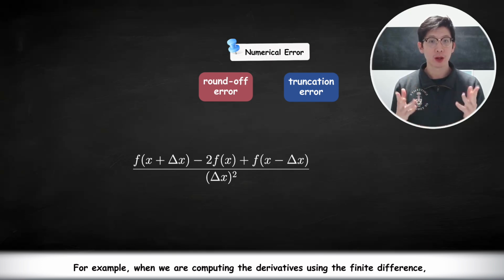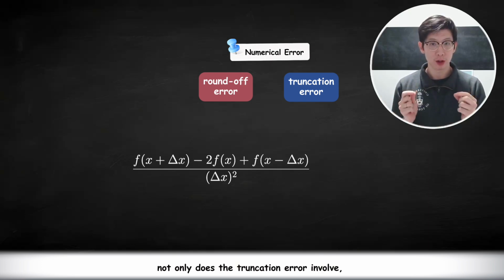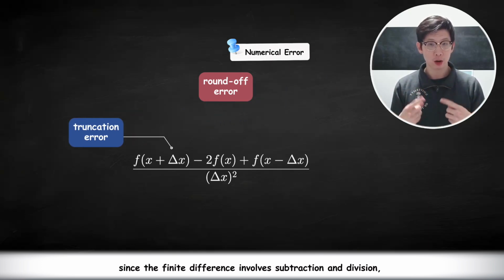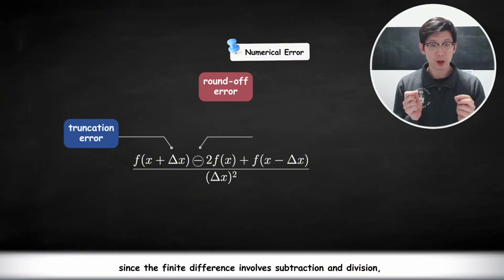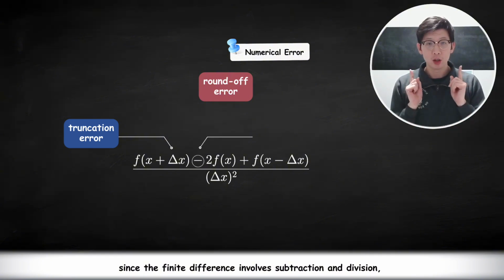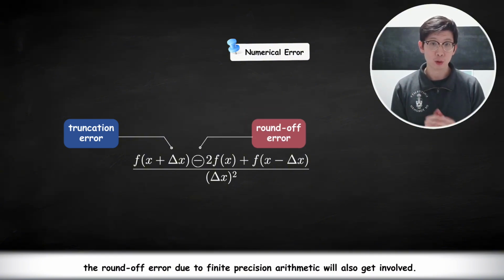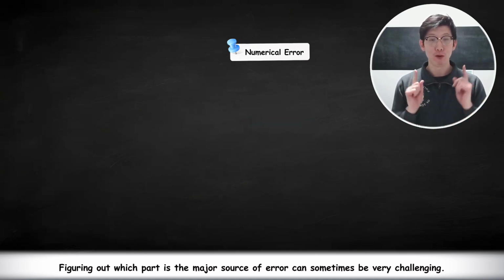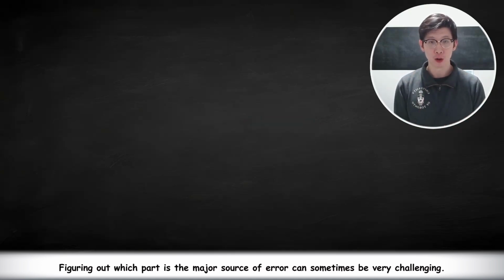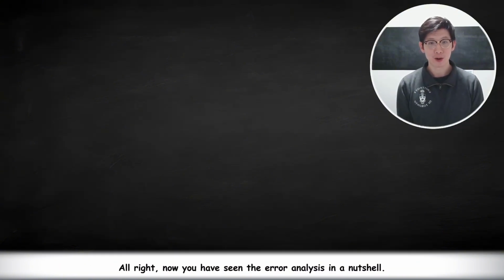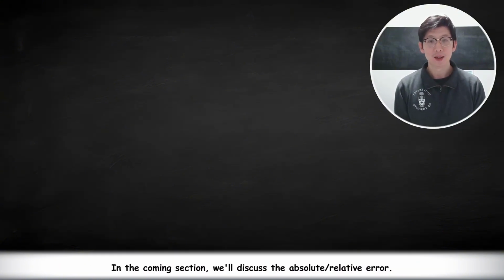For example, when we are computing the derivatives using the finite difference, not only does the truncation error get involved, but since the finite difference involves subtraction and division, the round-off error due to finite precision arithmetic will also get involved, and figuring out which part is the major source of error can sometimes be very challenging. Alright, now you have seen the error analysis in a nutshell. In the coming section, we will discuss the absolute and relative error.